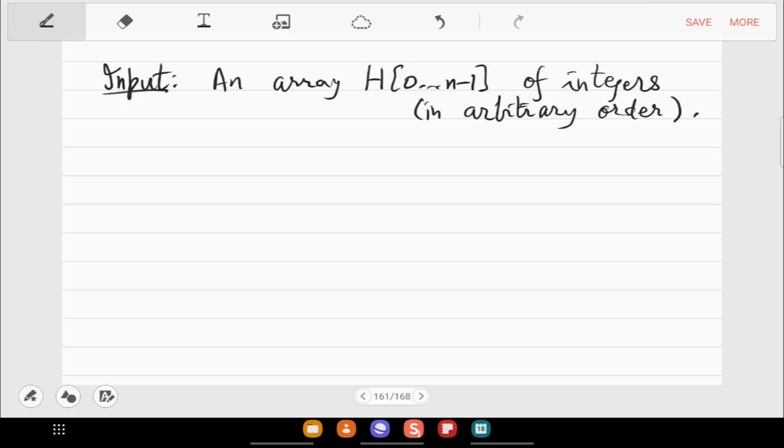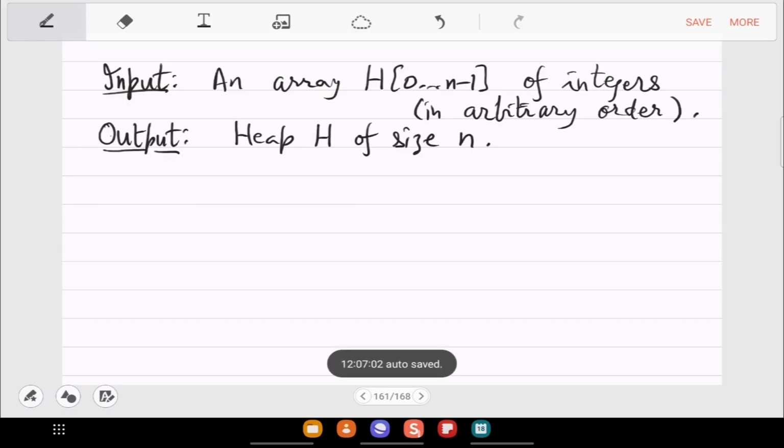In the output, you want to make it a heap of the same size, of course, right? And in the same array, so integers will be moved around, in a way so that in the end it becomes a heap implemented as an array. Right, so this is the heapification problem.